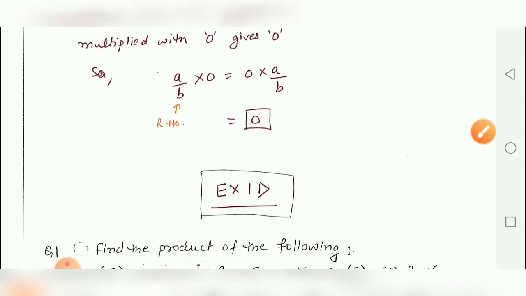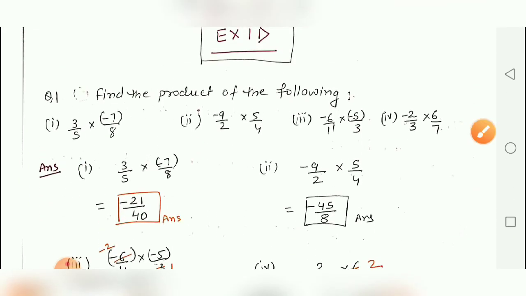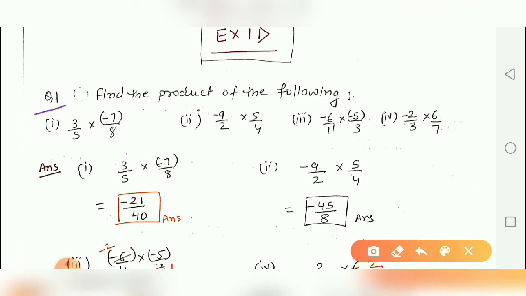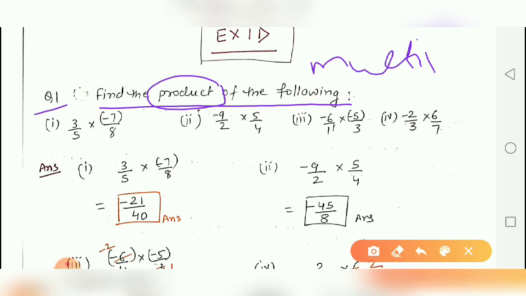Now let us start exercise 1D. In exercise 1D, question number one is: find the product of the following. Product means we have to multiply.